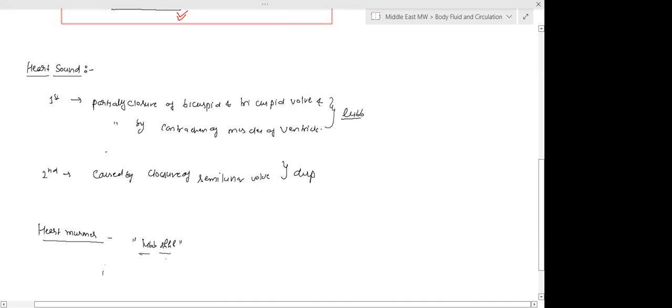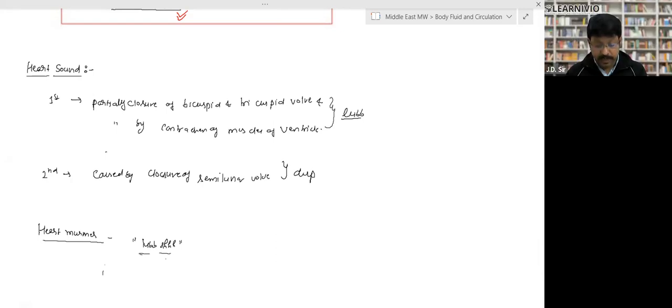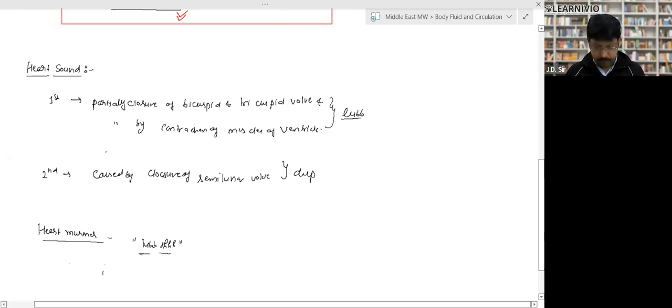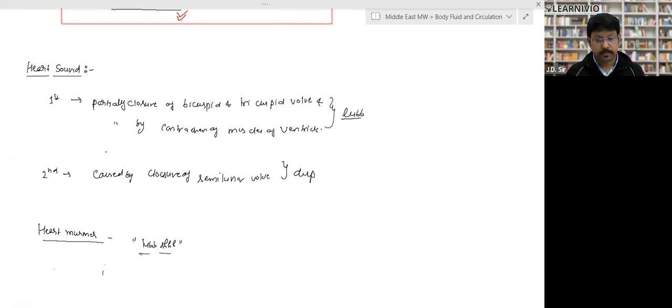In place of the second sound, that is dub, you can write in brackets. So the lub sound will be there, but in place of dub, there will be a lub hiss sound. Clear? So this was lub dub, the first and second heart sound.